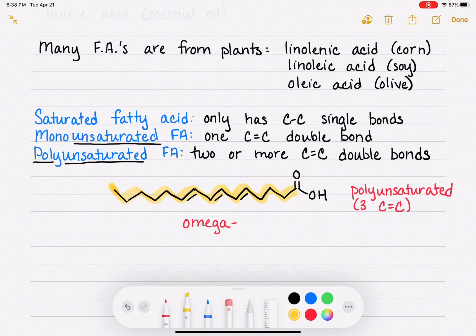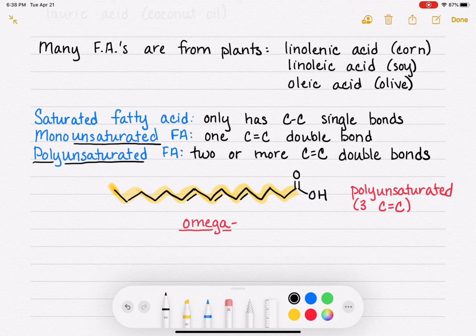Now, if that has you feeling kind of confused and maybe irritated, it might be helpful for you to know that omega is a Greek letter and it is the last letter of the alphabet. So it's like saying Z in the English alphabet. So when you are giving something an omega designation, you are counting from the end of the molecule. That's what the omega means.